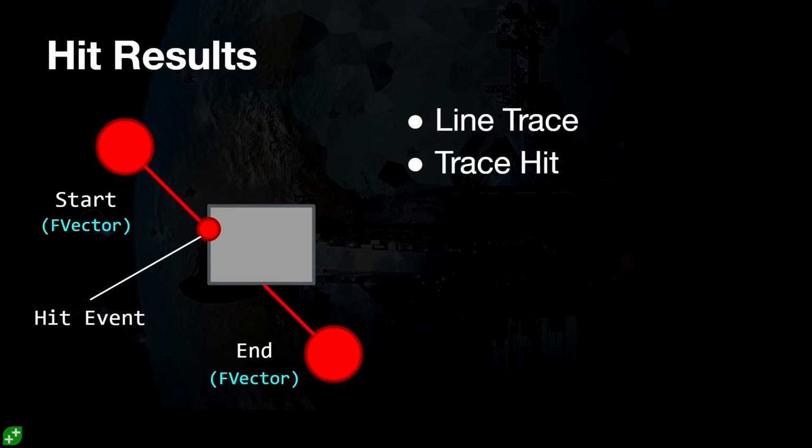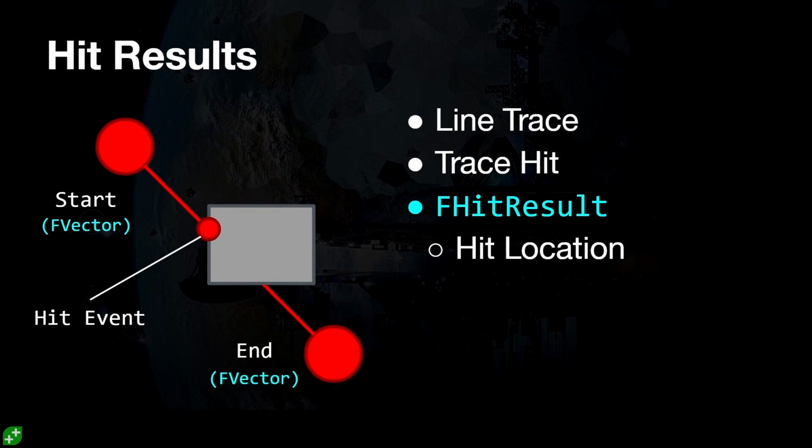Now, if we do hit something and get a hit event, then the trace hit stores information in a struct called a hit result. Its type is FHitResult. Now, the FHitResult struct contains variables that store information about the hit event, including the hit location as an FVector in space and the actor that we hit, among other information.